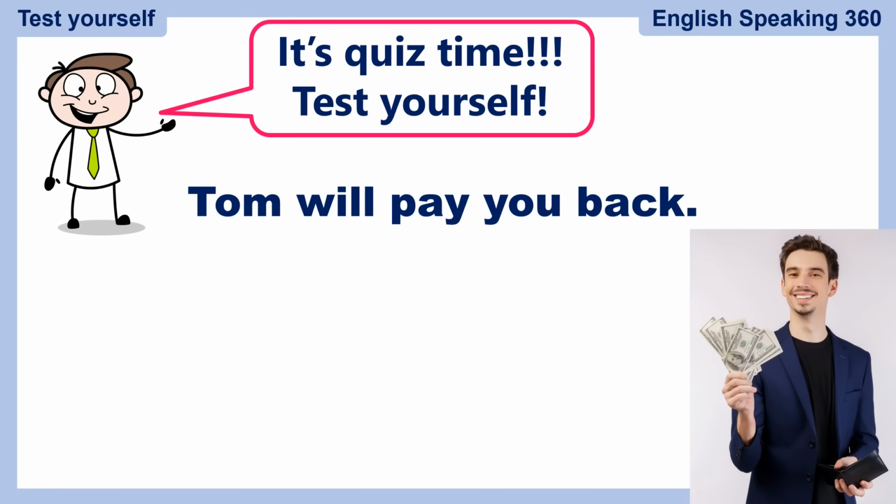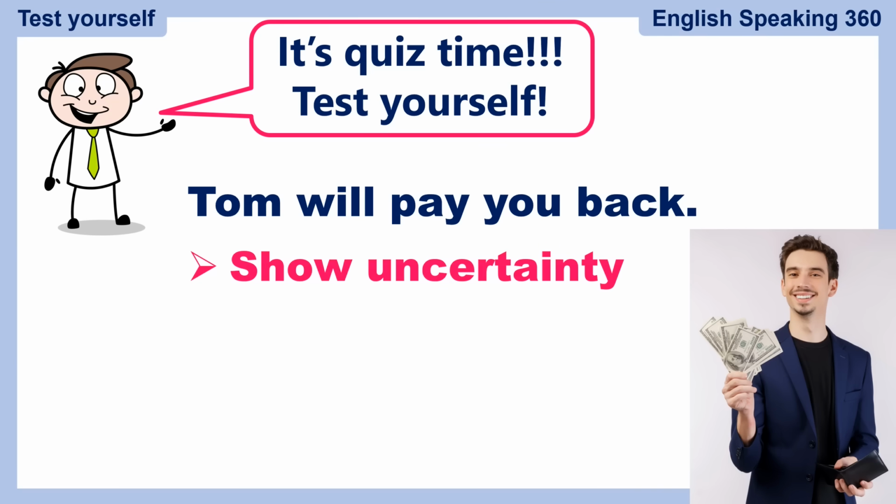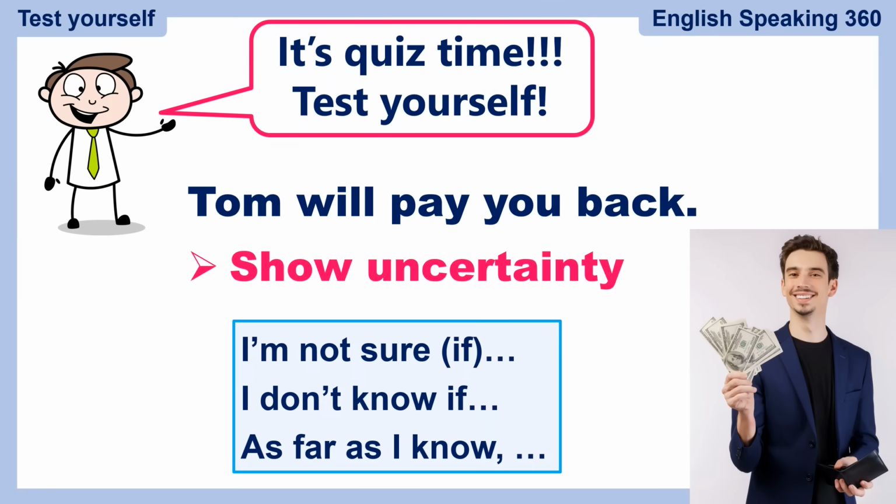Tom will pay you back. Now, I want you to show uncertainty. You're not certain that Tom will pay the person back. So what do you say? You could say, I'm not sure Tom will pay you back. I'm not sure if Tom will pay you back. I don't know if Tom will pay you back. As far as I know, Tom will pay you back, but I'm not certain.